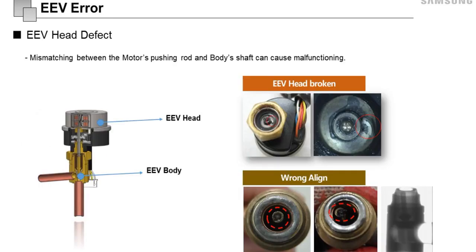As shown on the screen, an EEV is largely divided into head and body. And, if the EEV head is broken or a motor's pushing rod is misaligned with body's shaft, it can cause a problem. Therefore, for those cases, an EEV should be replaced.